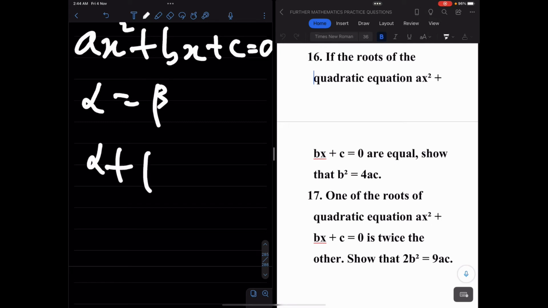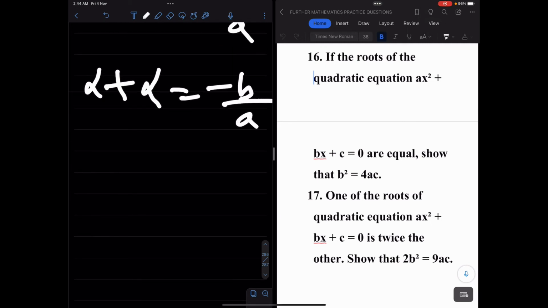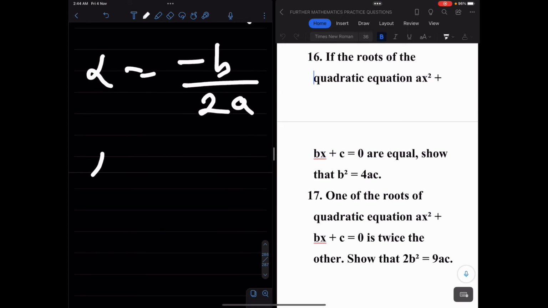I know that alpha plus beta, which is the sum of the roots, is minus b over a. And alpha beta, which is the product of the roots, is c over a. Alpha is the same as beta, so I can write beta as alpha. That means alpha plus alpha equals minus b over a, which simply means 2 alpha equals minus b over a, and alpha equals minus b over 2a. Now, alpha beta is c over a.